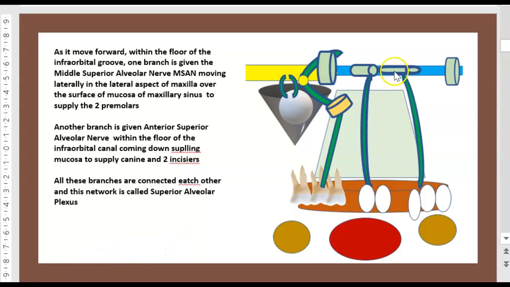Within the floor of the infraorbital canal, another branch is given, and this other branch is the anterior superior alveolar nerve to supply the two incisors. All three branches are connected to each other to constitute a network called the superior alveolar plexus.